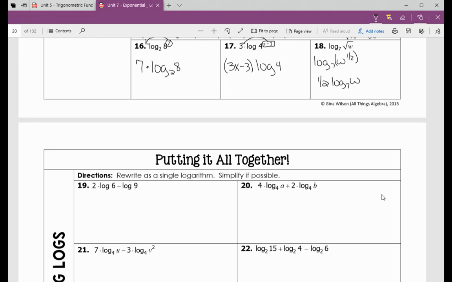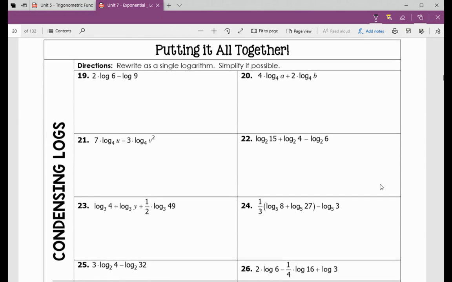All right, so does your next page say putting it all together? Make sure we're all on the same page. Is that right? So if you notice for the directions, it says rewrite as a single logarithm, simplify if possible. Okay, so if you notice in every single one of these problems, these first 8 problems, you have multiple logarithms. Our final answer will have one logarithm in it.